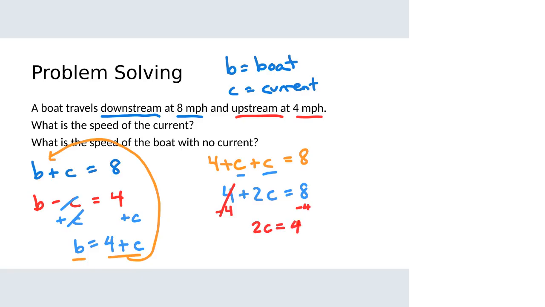And then the last thing I need to do is divide both sides by 2. Here they cancel, giving me C. 4 divided by 2 is 2, and now I know the speed of the current is 2.